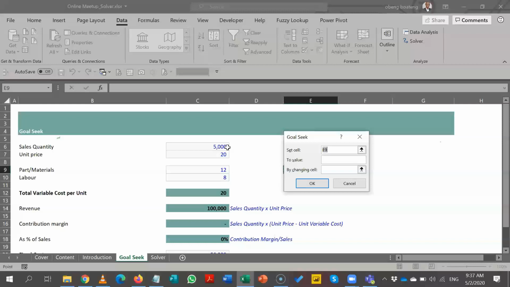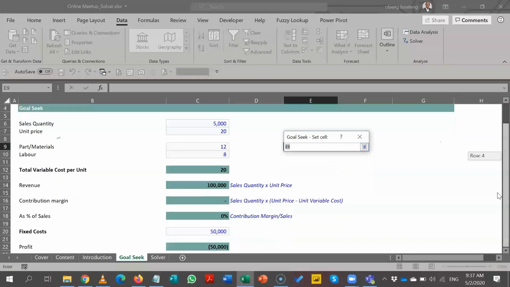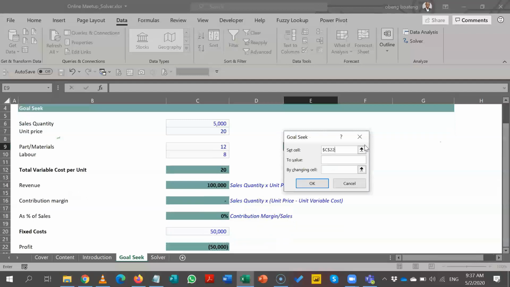Now, it has 3 requirements. The first one is set cell. Set cell in this case is the objective cell. What am I trying to achieve? Here you click inside the select icon, and then you go to your profit cell. So I want a situation where this C22, which contains my profit, is equal to 0. If it is equal to 0, it means I might break even. This is what we are trying to make clean.